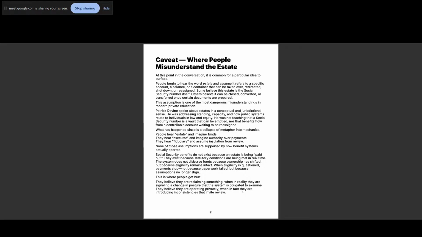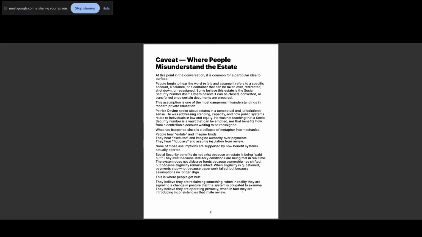Patrick Devine spoke about estates in a conceptual and jurisdictional sense. He was addressing standing, capacity, and how public systems relate to individuals in law and equity. He was not teaching that a Social Security number is a vault that can be empty, nor that benefits flow from a controllable account waiting to be reassigned.